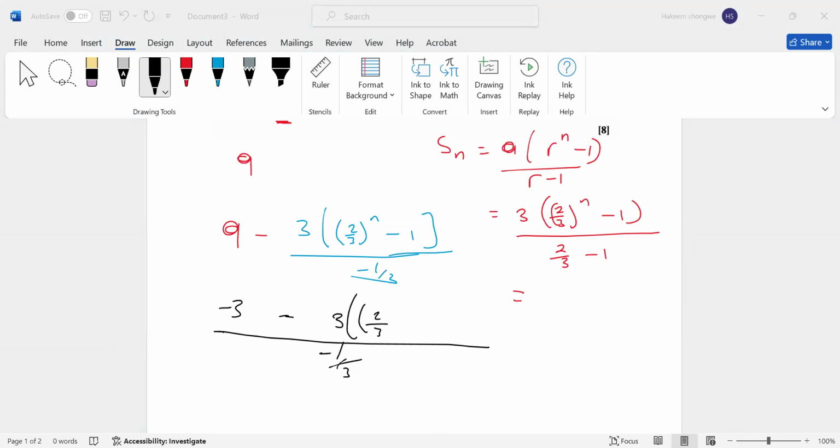Okay, let's continue. You're saying we have what? Minus 3 and then close bracket to the power of n minus 1. Now, if we fold in the 3, we're going to have -3. If you multiply the 3.